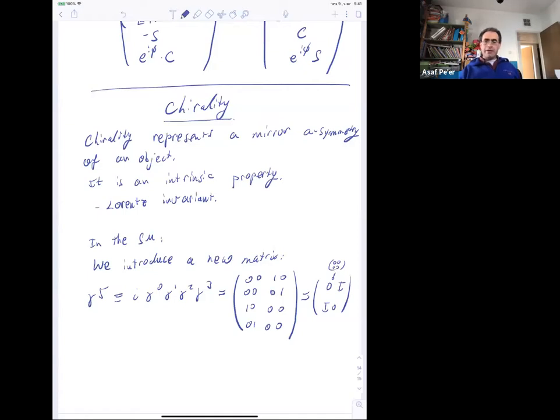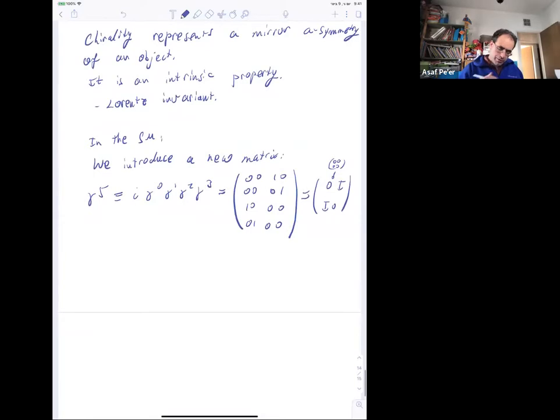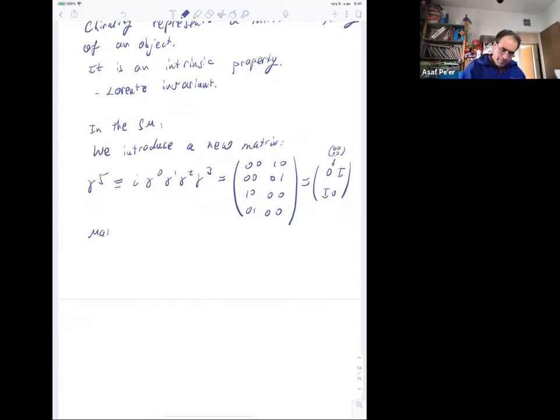Now, of course, it inherits mathematical properties from the mathematical properties which we already derived for the other gamma matrices. So it has certain interesting mathematical properties which make it quite significant. It's easy to derive. So, mathematical properties.